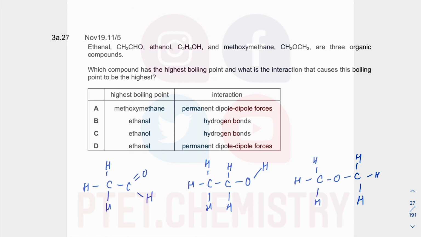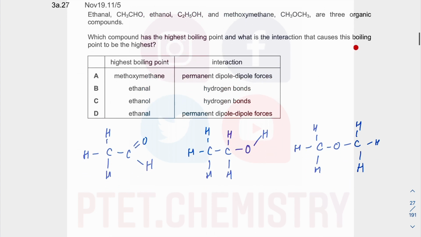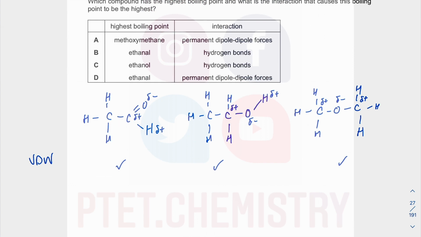So which compound has the highest boiling point? What is the interaction that causes this boiling point to be the highest? Okay, so I've shown it here like this. As you can imagine, there is a delta minus and a delta plus because of the more electronegative oxygen. Same deal here, you have the delta minus, delta plus. In terms of van der Waals forces, all of them will have van der Waals forces because all of them have electrons in their molecule.